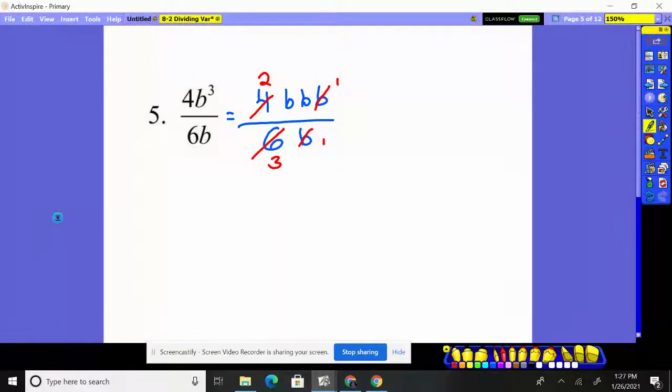6 divided by 2 is 3, and the 4 divided by 2 is 2. So the top cleanup is 2bb, which is 2b squared. In the bottom, we have the number 3.